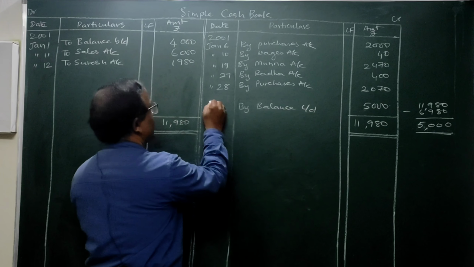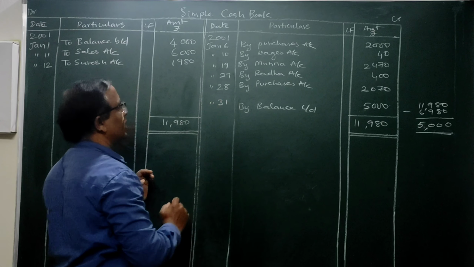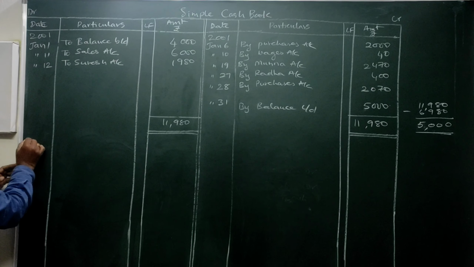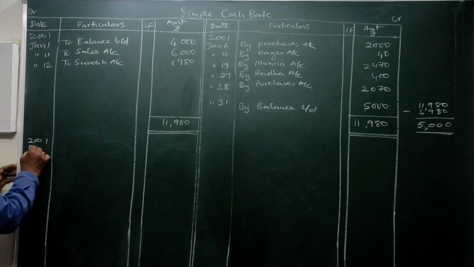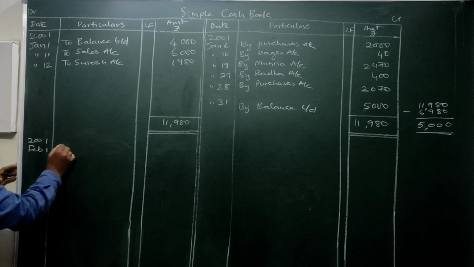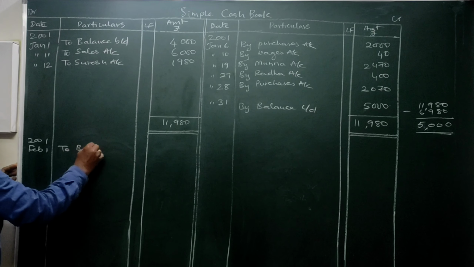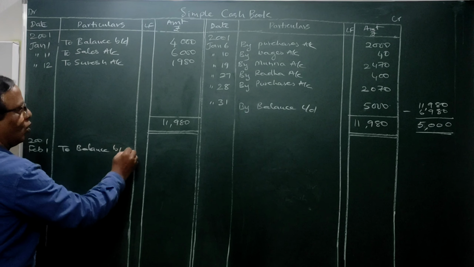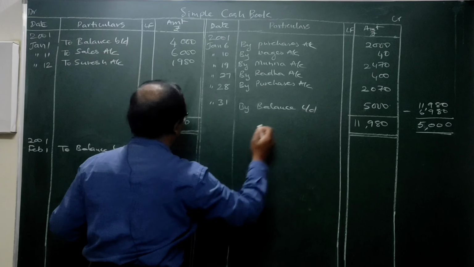carried down. This is on the last day of this month, that is on January 31st, which will become, on February 1st, the opening balance. So it will be balance brought down. Okay, how much? The same balance, 5,000 rupees.